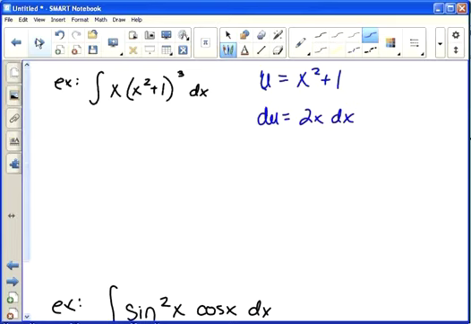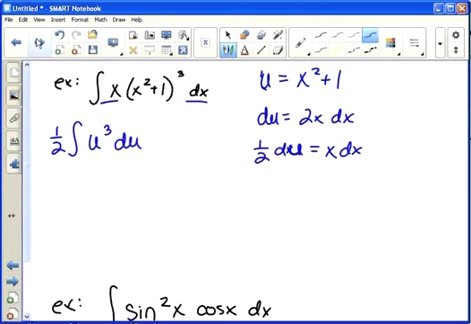That doesn't quite match what we have over here. But we can fix that by dividing both sides by 2, because we need to move that 2 over and get rid of it. That gives us 1/2 times the integral of u cubed du. So I'm just going to put the 1/2 out front, add 1 to the exponent, divide by that number, gives us 1/4 u to the 4th plus c.